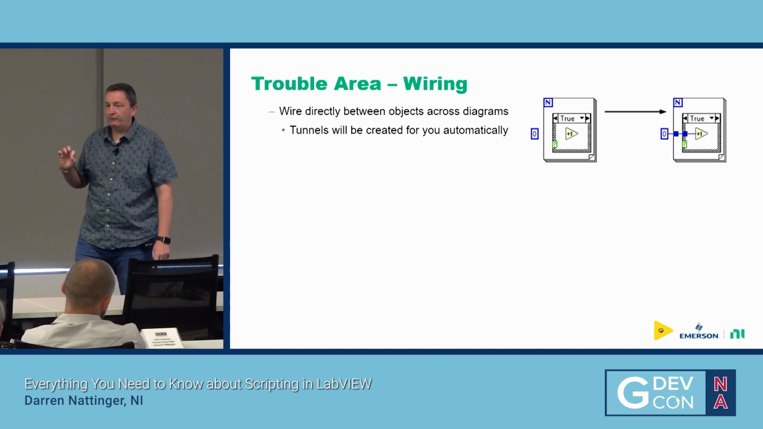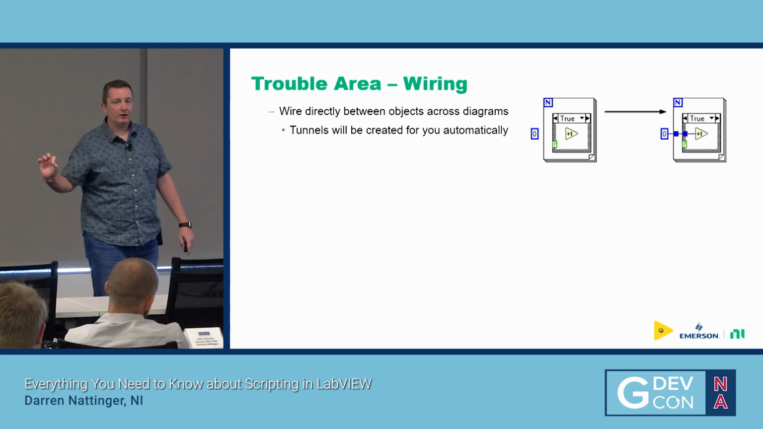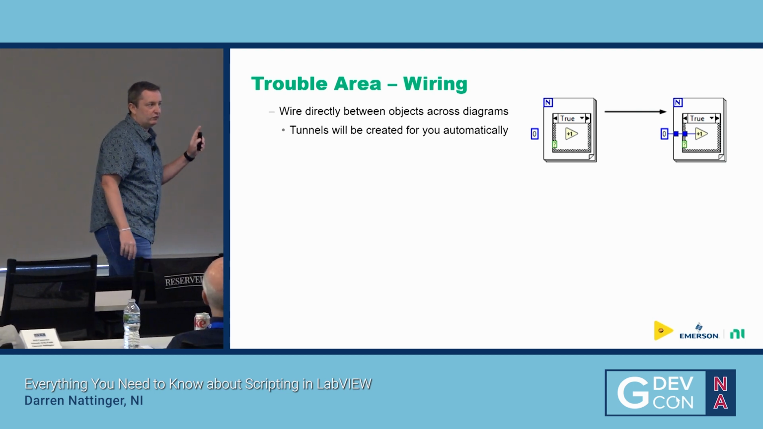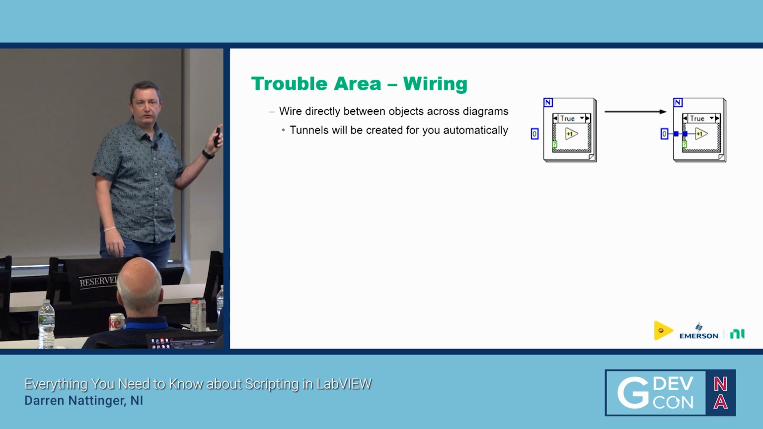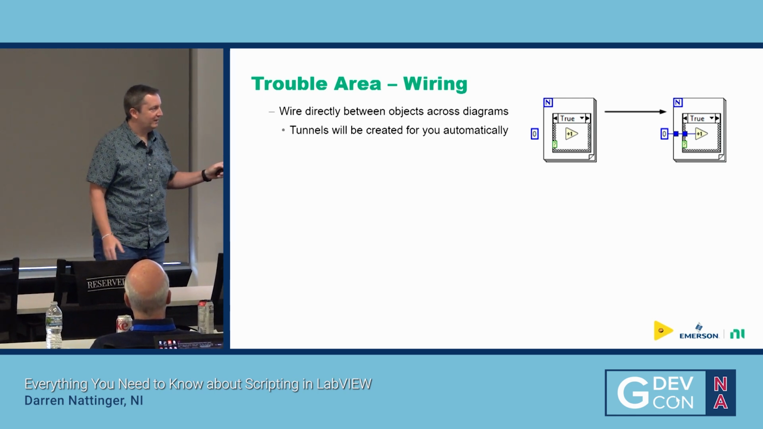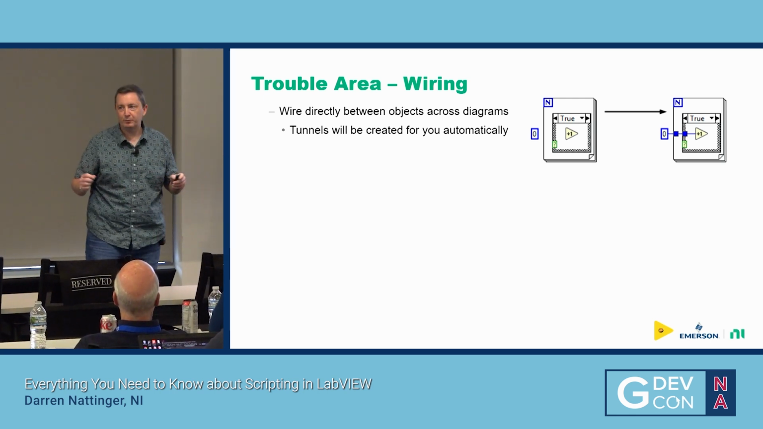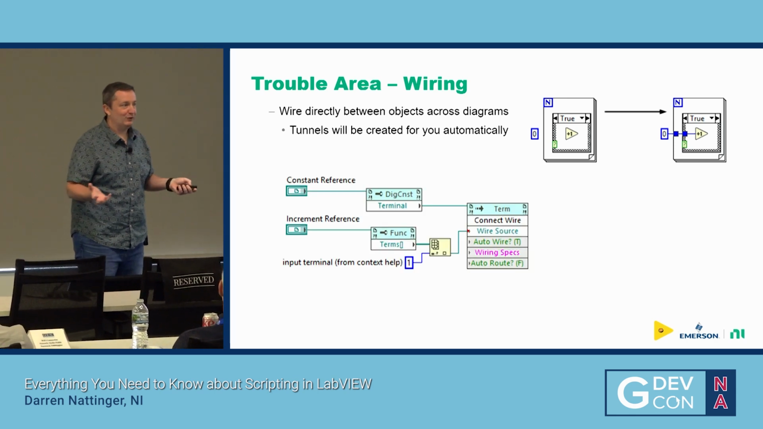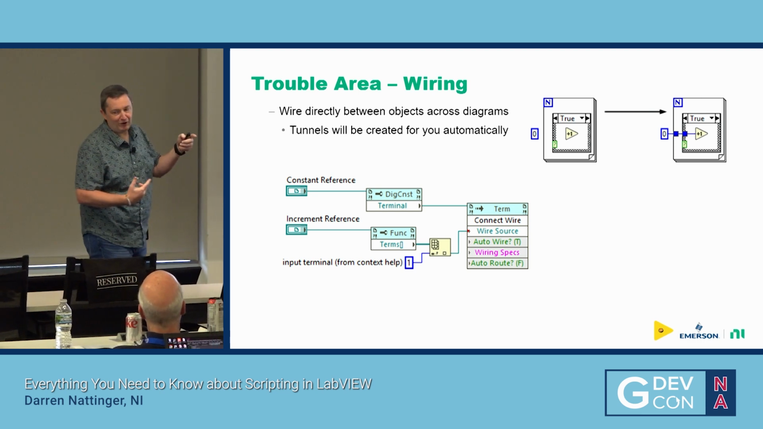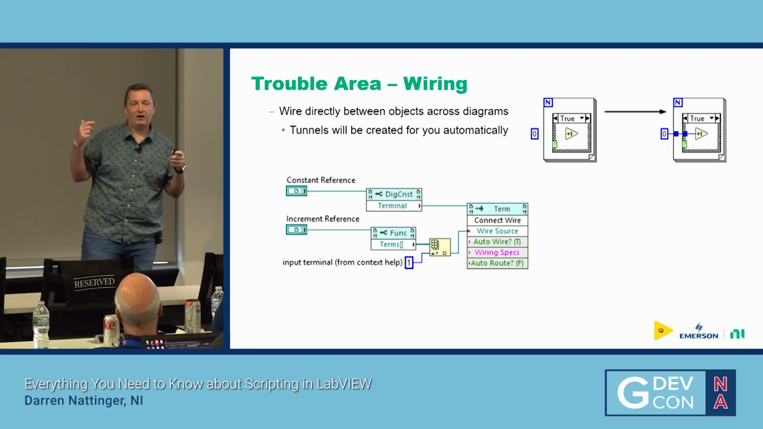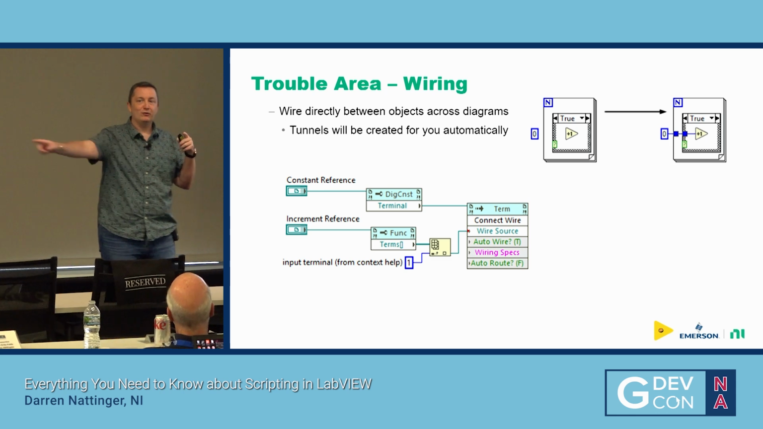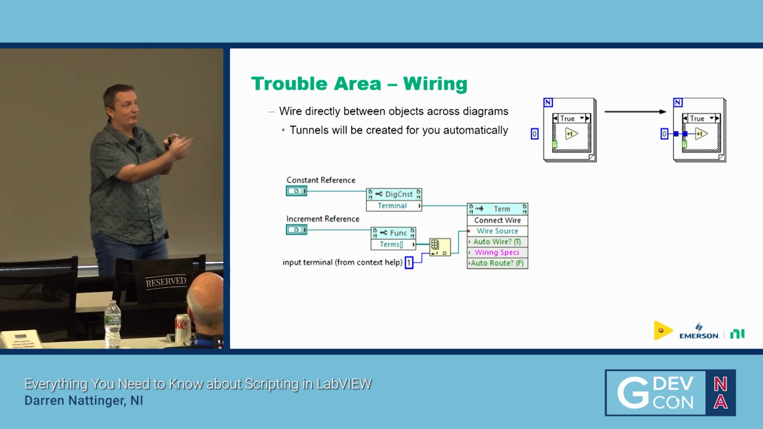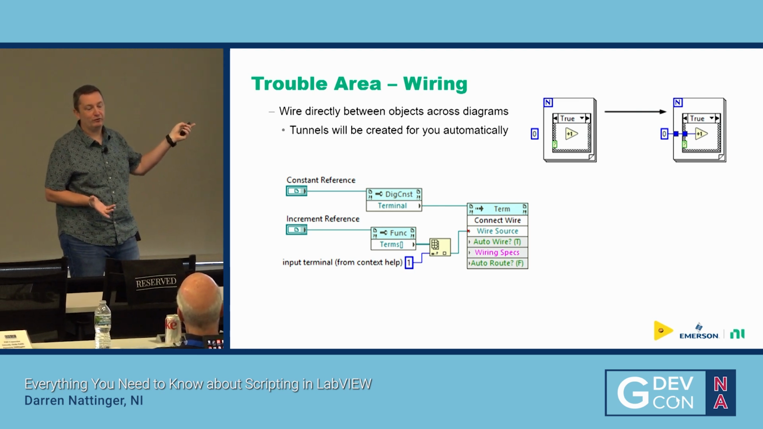Now, whenever you're creating wires across boundaries of structures, your first instinct might be that writing scripting code for what I show here on the slide might be a little bit complicated, right? Maybe you have to create the tunnel on the for loop, and maybe you have to create the tunnel on the case structure. You don't. This is what the scripting code looks like. If you've got the terminal on the constant and you've got the terminal on the function, LabVIEW creates those tunnels for you. If you just say wire this thing over here to this nested thing over here, LabVIEW is going to create the tunnels. That's the scripting code. That's all you have to do.